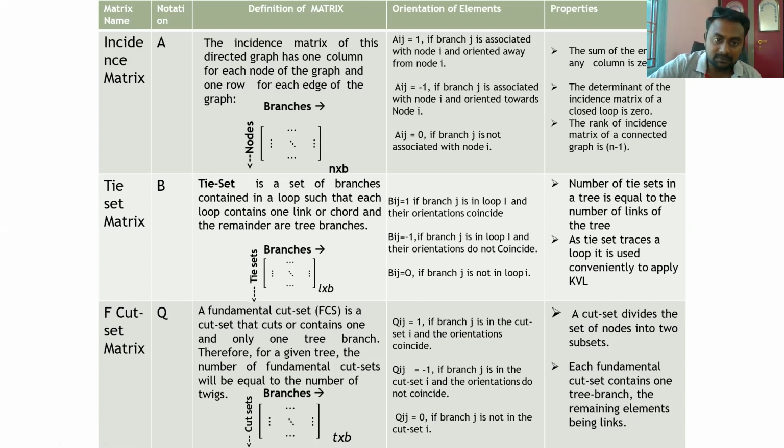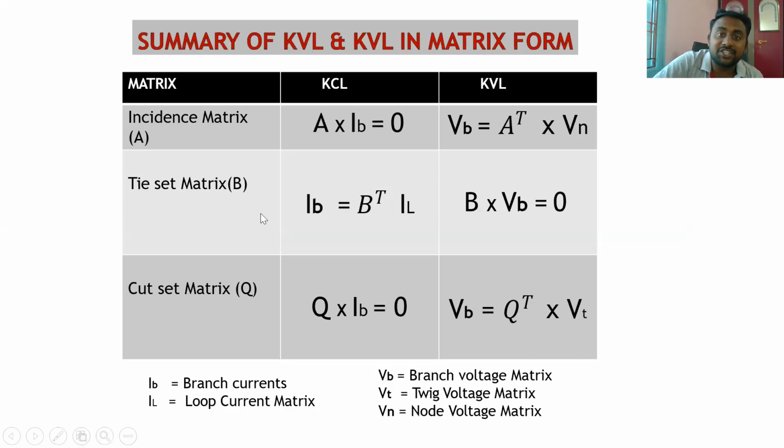Now the relationships, that is the KVL and KCL relationships followed by the three different matrices. For the incident matrix, the KCL relation is the matrix A into the branch current IB equals 0. KVL is VB equals A transpose into VN, where VN is the nodal voltage.